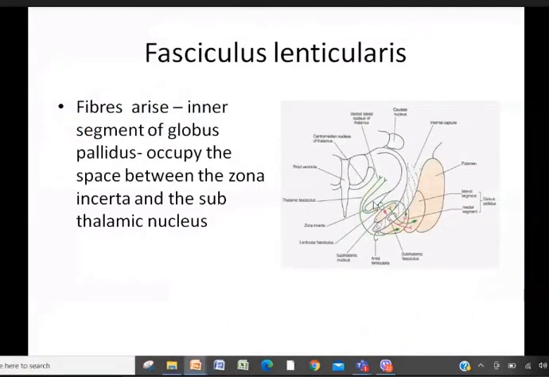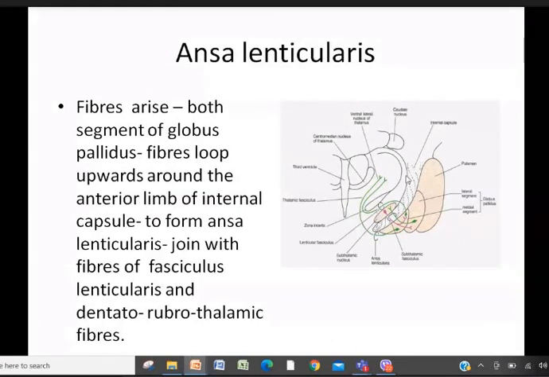So look at it, fibers arising from the inner segment. Coming from the inner segment, where do they occupy? Between the zona incerta and the subthalamus. So this is the fasciculus lenticularis. And now we'll talk about the ansa lenticularis.